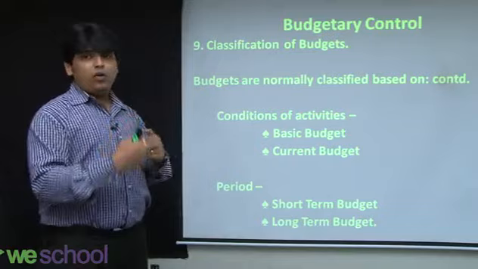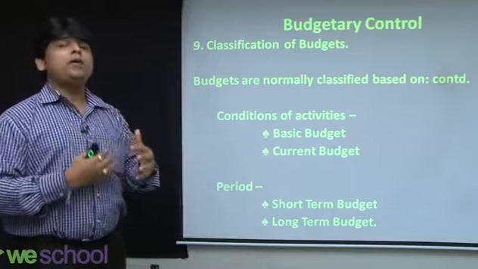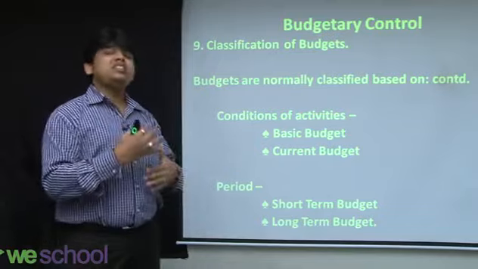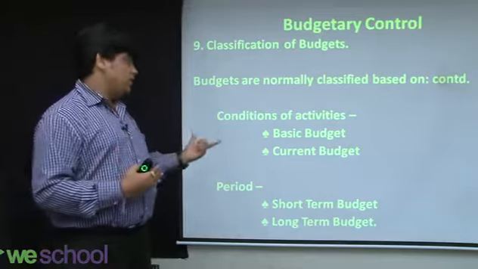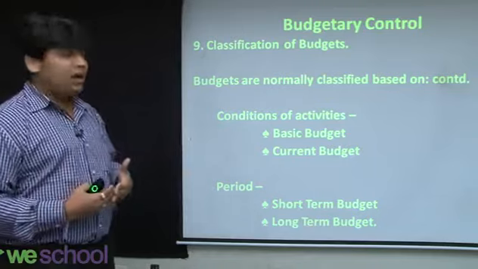If there is cyclical production, or if the production process depends on the climate condition or seasonal availability of the raw material, accordingly we can adjust the basic budget. Then in that case we may prepare current budgets.